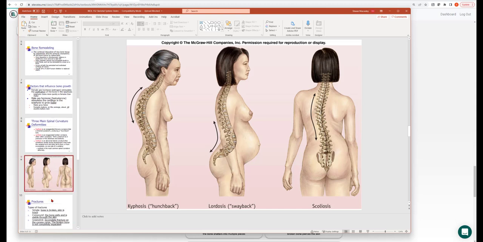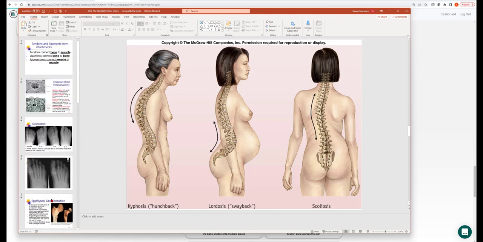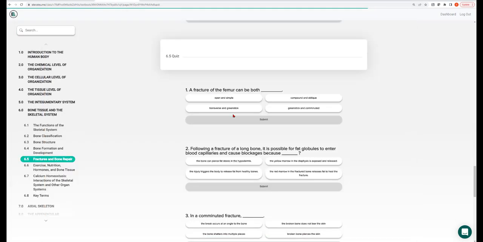So my friends, that does bring us to the end of the skeletal system presentation. Again, this was chapter 6.1 through 6.5, plus those additional slides, and I will post this in the exam 2 folder.